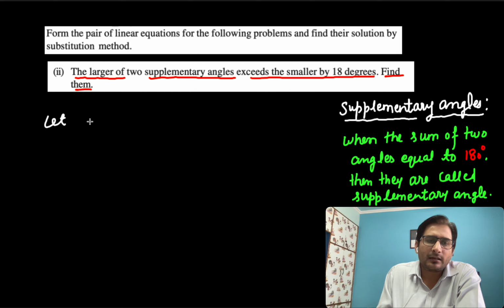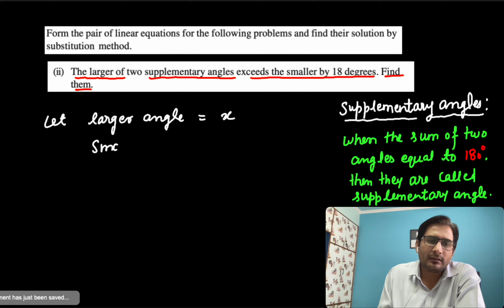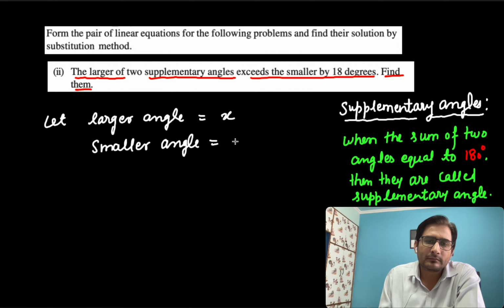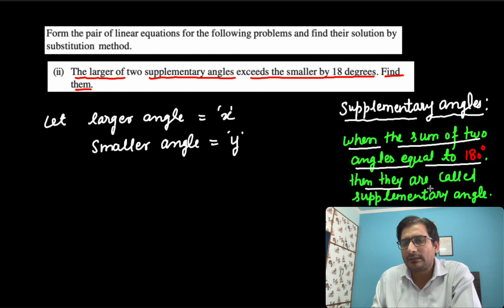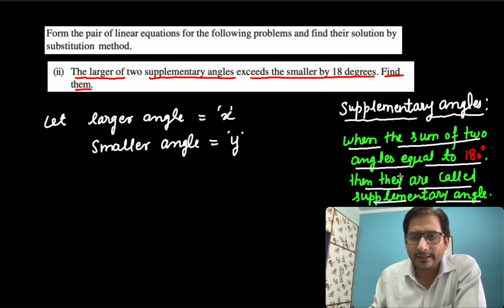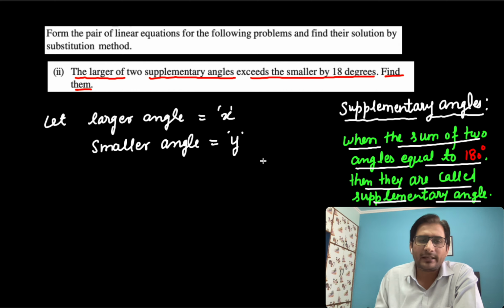one supplementary angle, the larger angle, be equal to x degree and the smaller angle be equal to y degree. Now what is a supplementary angle? When the sum of the two angles is equal to 180 degrees, then those two angles are called supplementary angles.